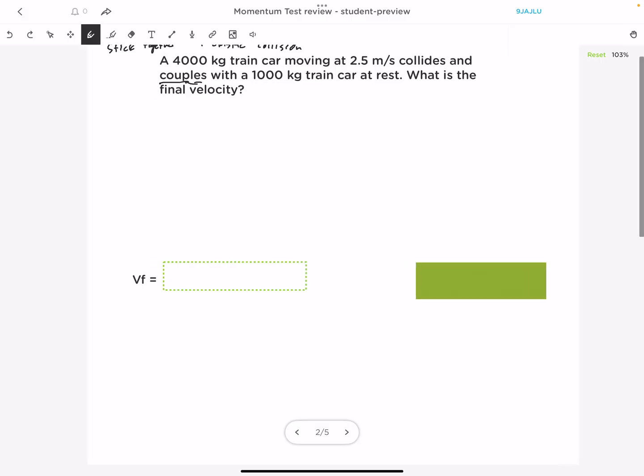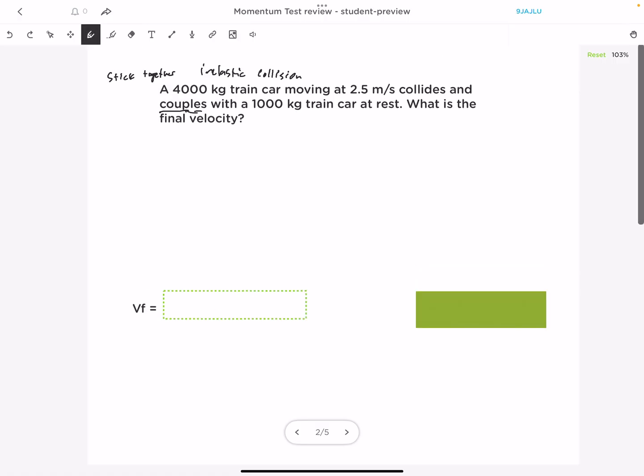Okay, so for an inelastic collision, let me draw it out first so we can understand how it works within the equation. We have the 4,000 kilogram cart moving with a velocity of 2.5 meters per second. It's going to combine with a 1,000 kilogram cart with a velocity of 0, right? And the reason we know the velocity is 0 is because it says that it's at rest. After they collide, they couple together, and it acts like one large object.